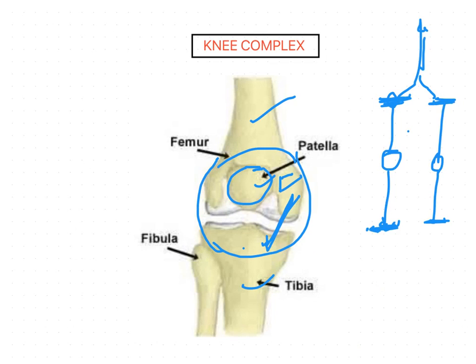The knee complex constitutes two joints: the tibiofemoral joint and the patellofemoral joint. If you take only the knee joint, it only articulates with tibia and femur. Knee complex means it constitutes the tibiofemoral as well as the patellofemoral joints.